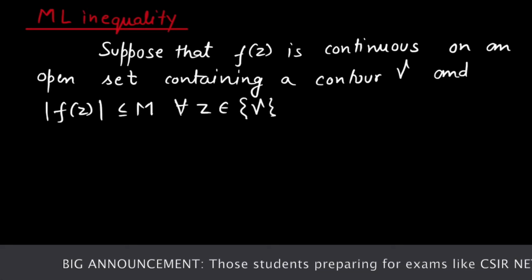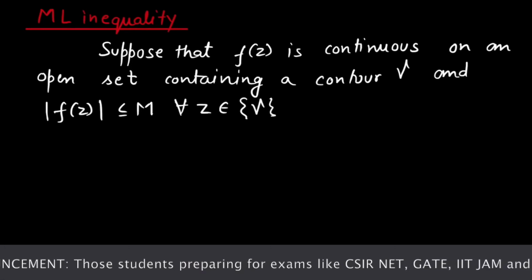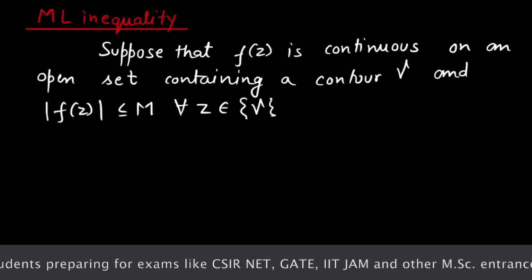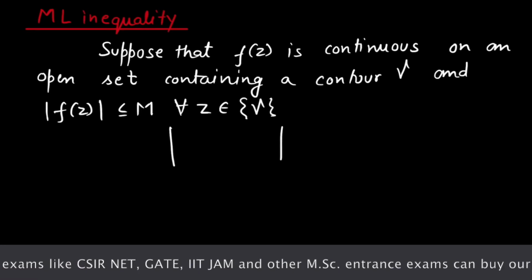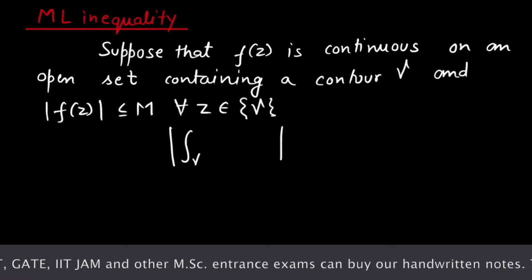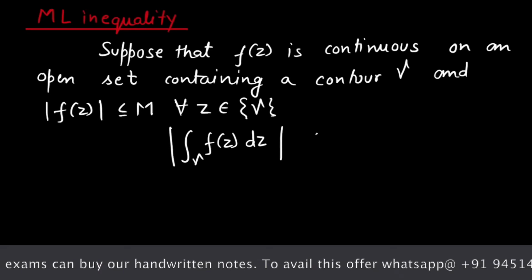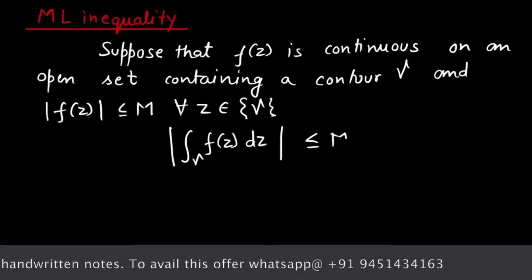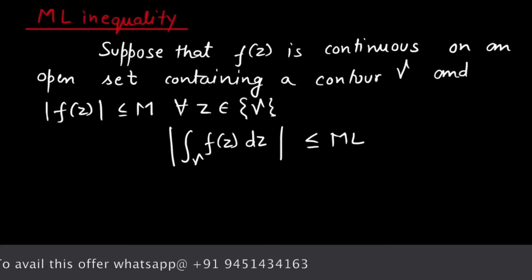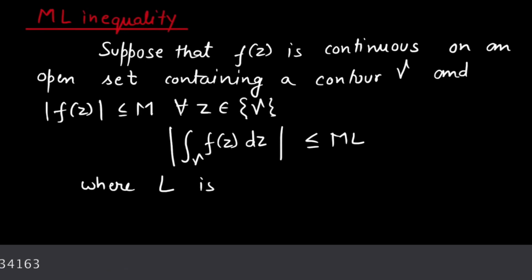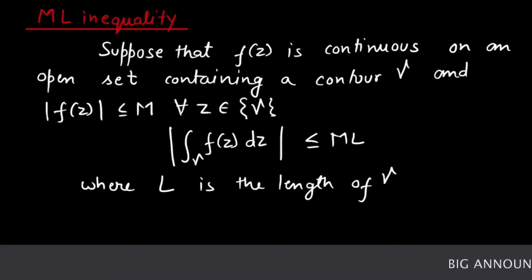Then this inequality holds, and the inequality is: the modulus of the integral over gamma of f(z) dz is less than or equal to ML, where L is the length of gamma. So let's start proving this theorem.